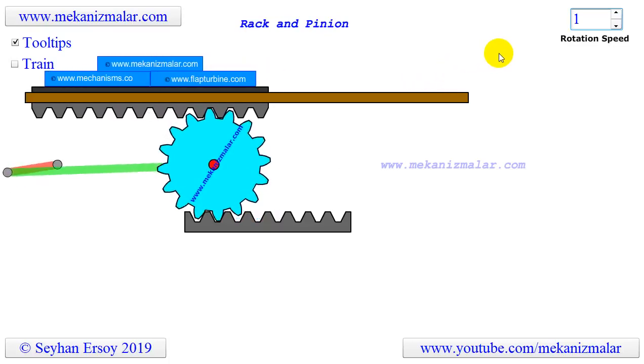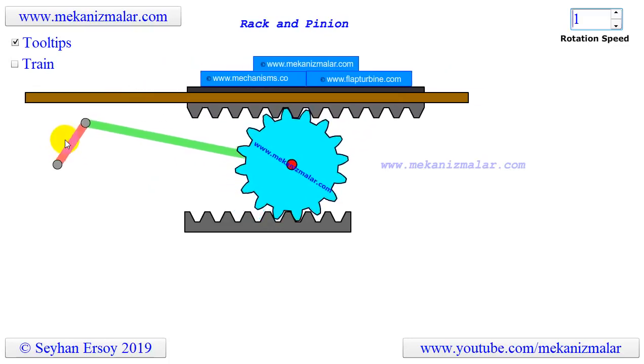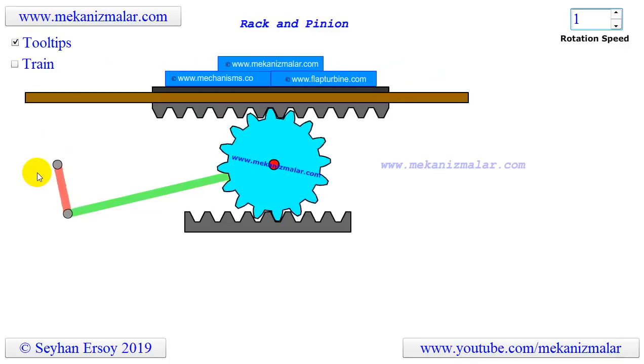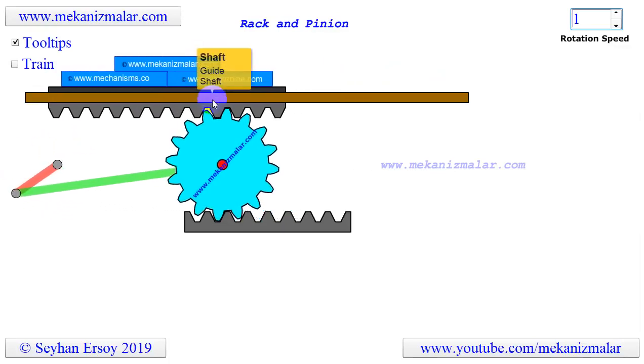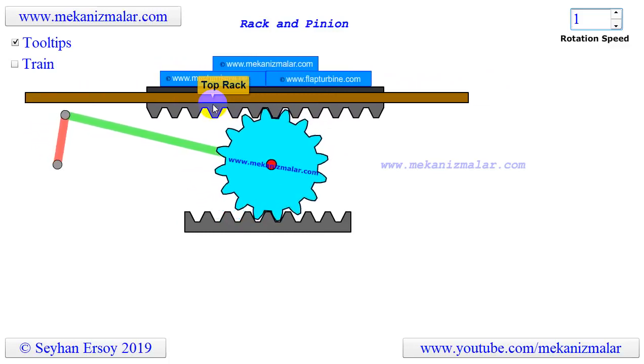However, you might miss one critical fact. If the radius of the red crank shown in the animation is r, the stroke length of the pinion gear is 2r. However, the stroke length of the top rack is 4r. This means that we can use this mechanism as a stroke increaser.